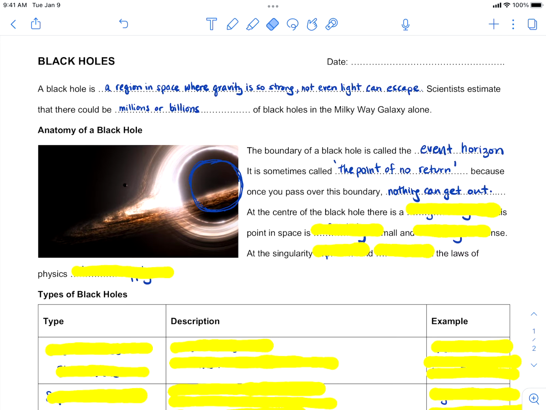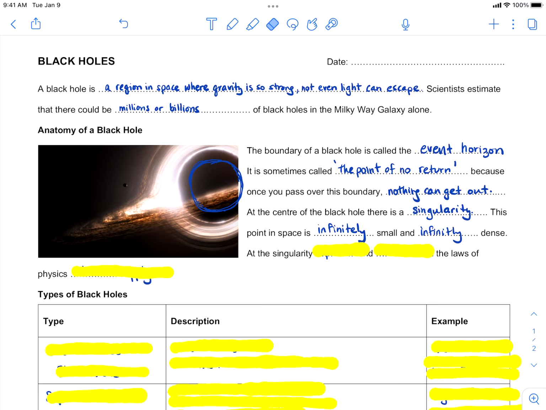And so general relativity would say that at the center of a black hole, there's a singularity, okay? And this is a point in space that is infinitely small and infinitely dense. So it's a teeny, teeny, tiny, infinitely small point that has an infinitely large density, right? So that means its mass is huge. Its volume is really, really tiny to give us this infinite density.